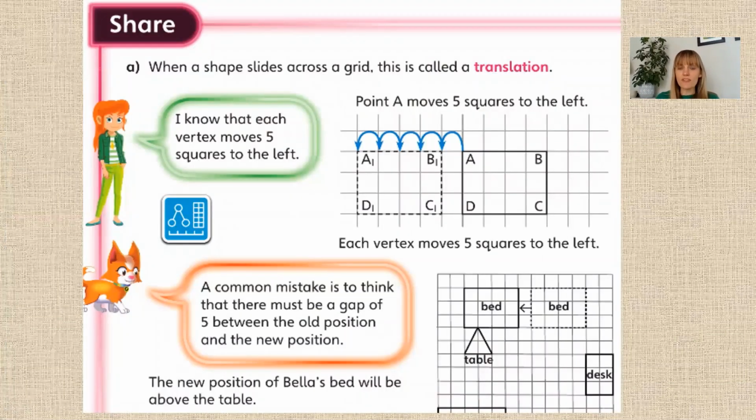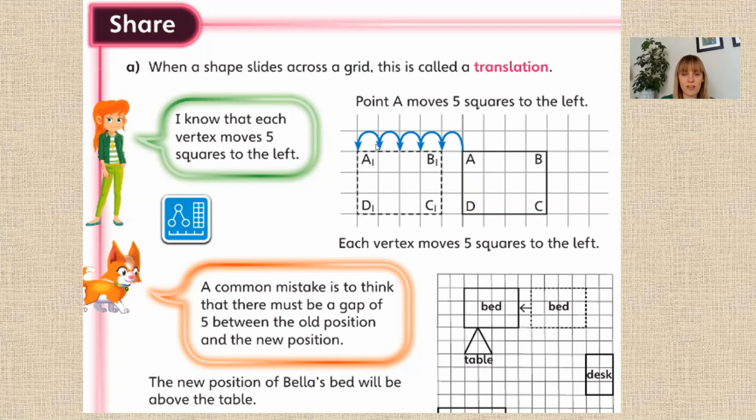Now, when we move a shape across a grid, it's called a translation. That means it's moving to a new position. Now, Bella had said that she moves her desk 5 places to the left. Now, sometimes people get a little bit confused about which part of the shape is moving, but it is the whole shape that's moving. And the easiest way to do it is to choose a corner. Remember, we learned last week about a vertex, where 2 lines meet. So it's where that vertex moves, and in this case it's moving 5 squares to the left.